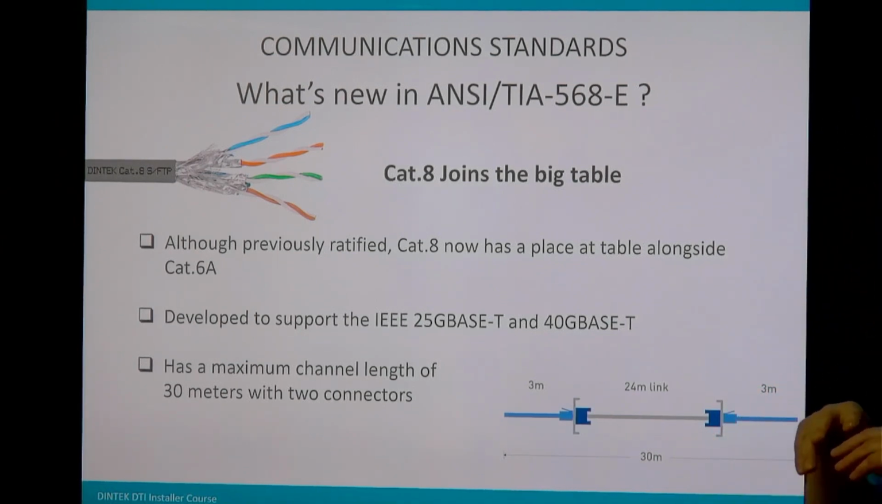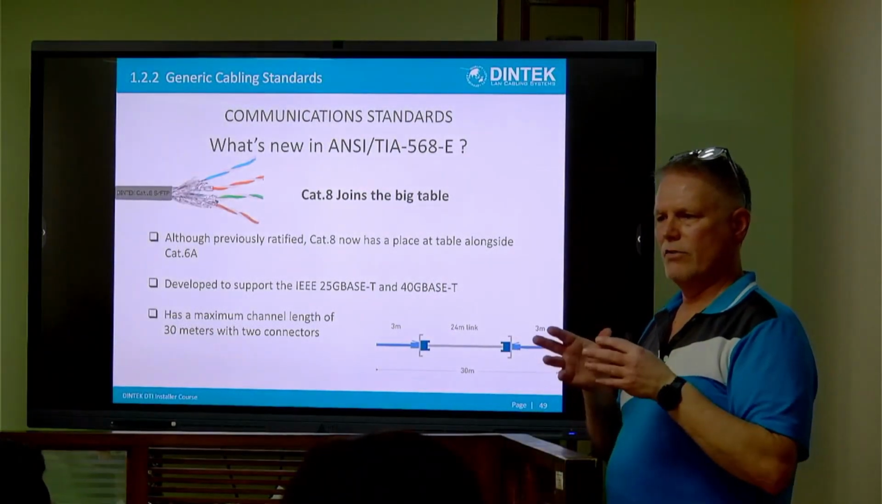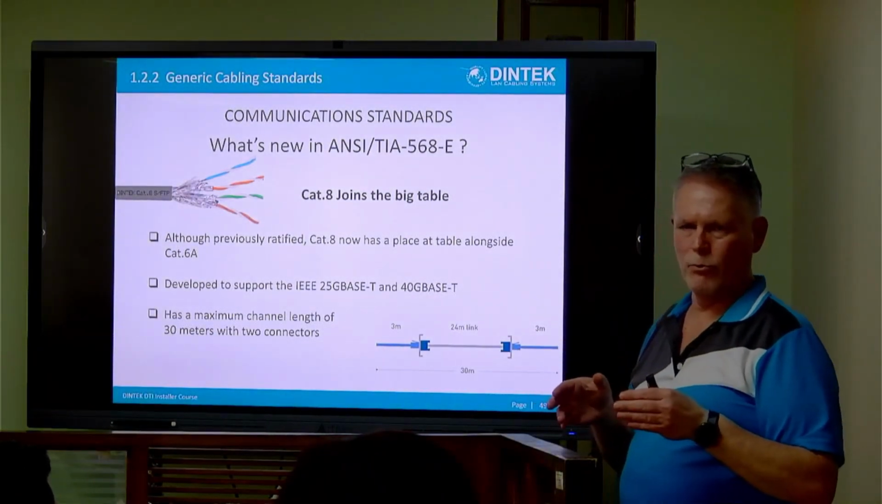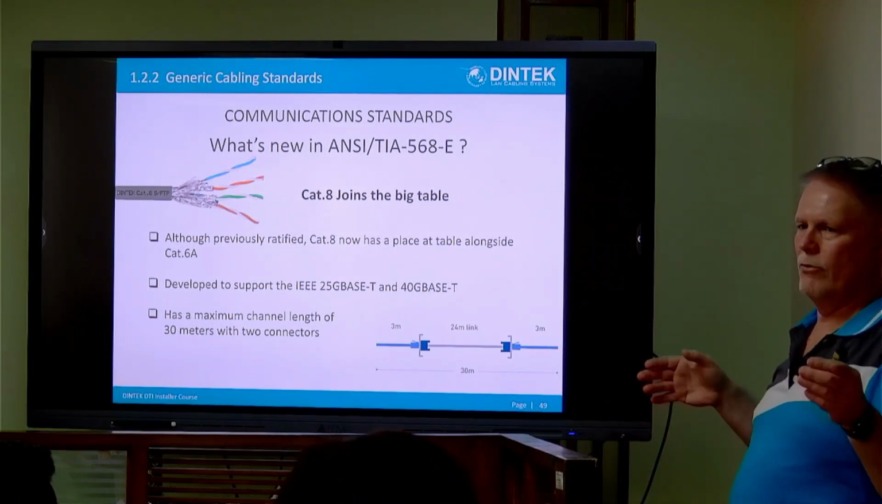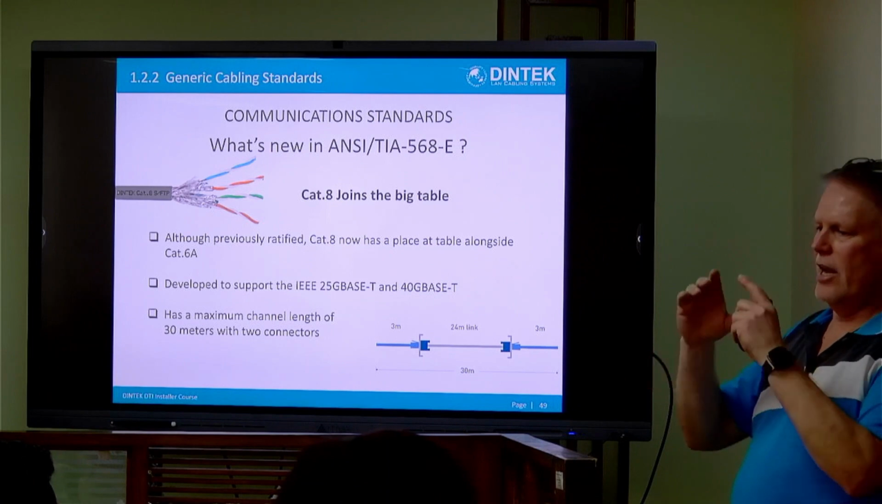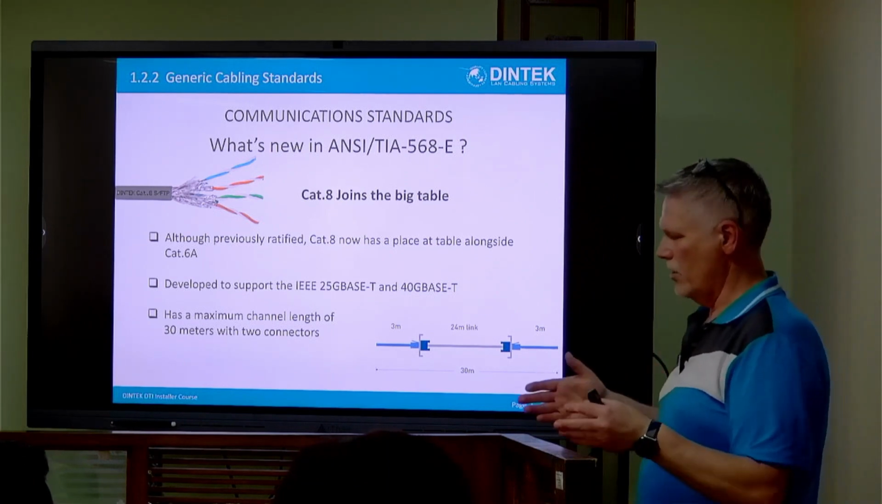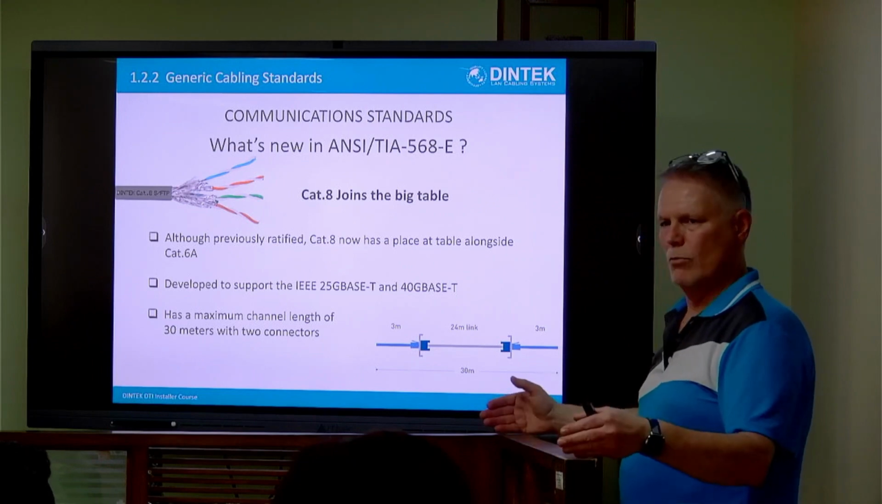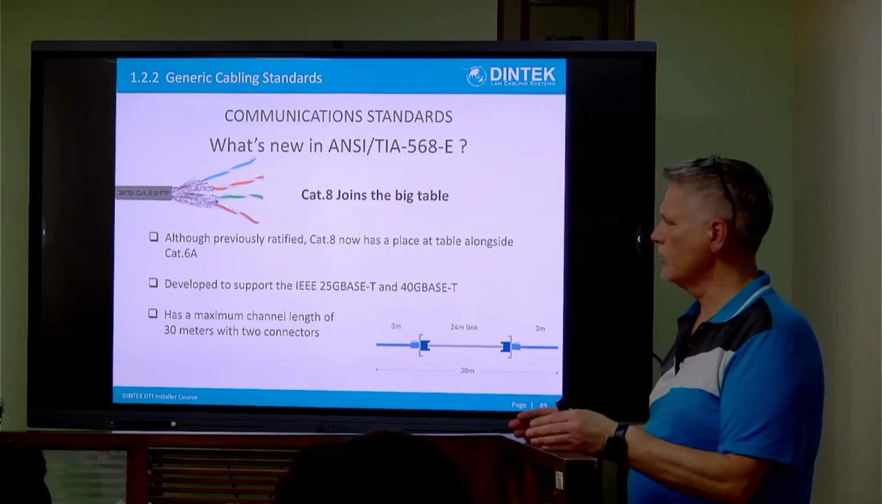When they designed category 7, category 8, they looked at the size of cable they would need to run 3,000 megahertz out over a 100 metre channel. And the cable was so large that it just wasn't practical. So they said, instead of making much larger cable, we'll just bring down the maximum length that it can run across.